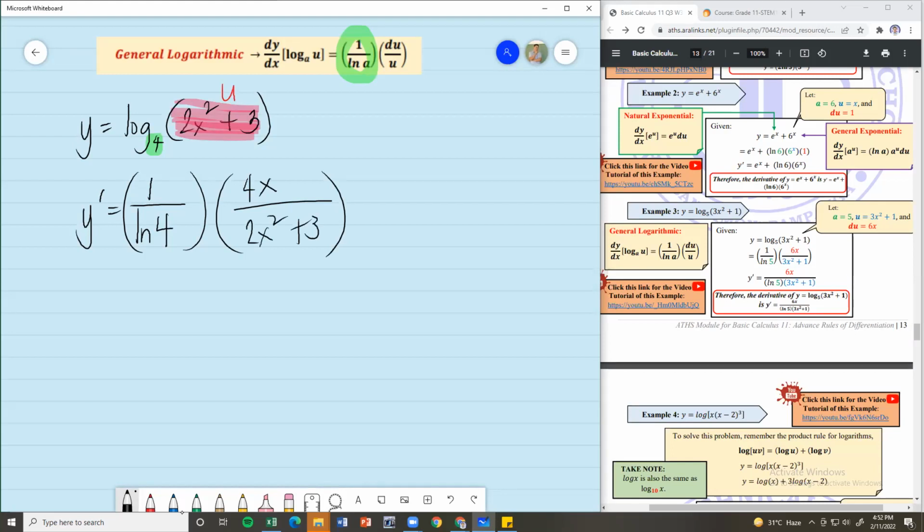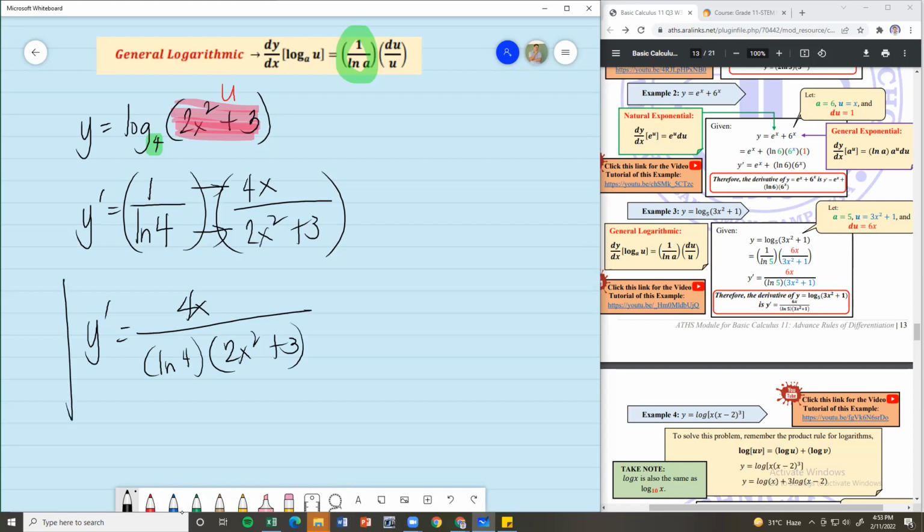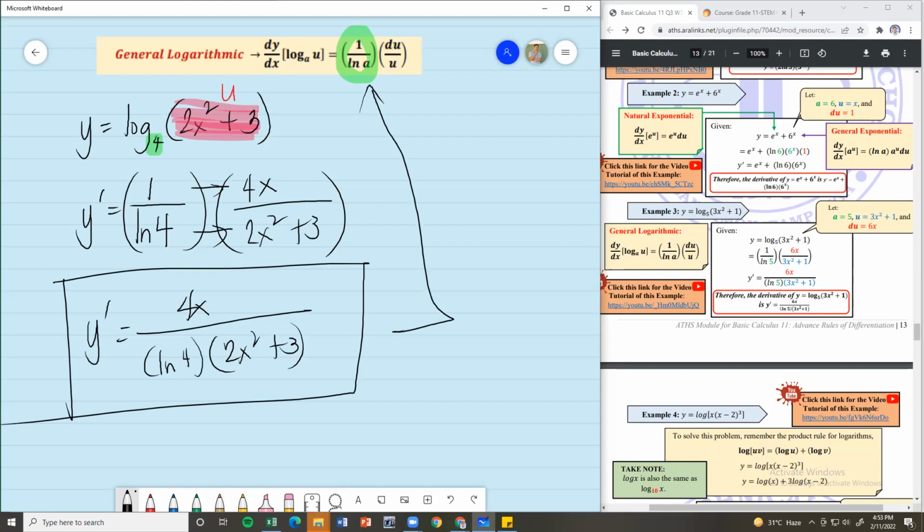And after that, you just multiply n to n, d to d. So this will become y prime is equal to 4x over, always remember, actually kahit saan pwedeng ilagay yan. O pwede si ln 4 dito, ln 4 times 2x squared plus 3. Kahit pwede niyong unahing ilagay si 2x squared plus 3 times ln 4 kasi multiplication is commutative. Whichever will be the first, no problem. And that's it. Tapos na. We just simply followed our formula.